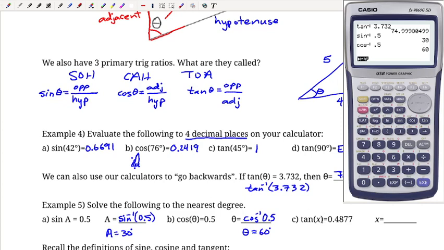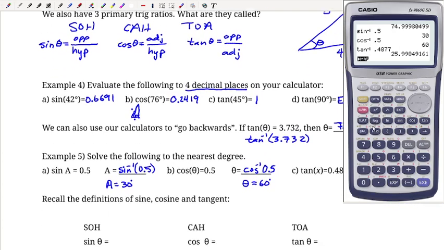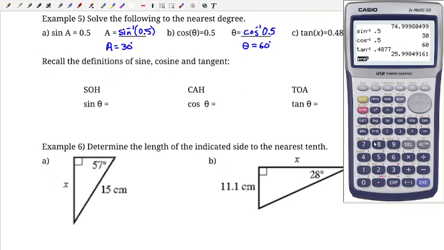And the last one, tangent is 0.4877. So x is going to be inverse tangent of 0.4877. Type that into my calculator. And that tells me x is 25 point, well, it says 998. So if I round that actually to 2 sig figs or 3 sig figs, that would be 26.0 or just 26 degrees. Okie dokie. Guess I got a little ahead of myself.